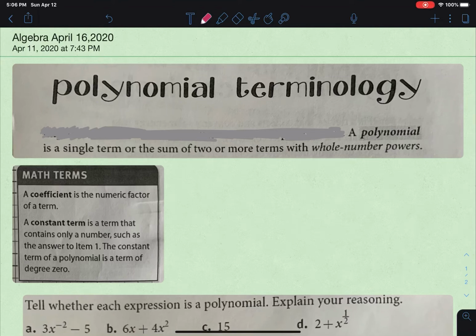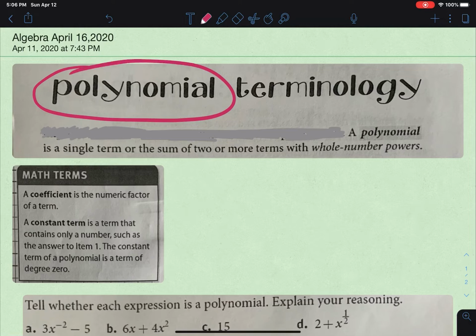Okay, guys, today we're going to talk a little bit about the beginning of this idea of polynomials. In this section, some of the terminology may be something you've not heard of before, so this will be a new piece for us to work through.